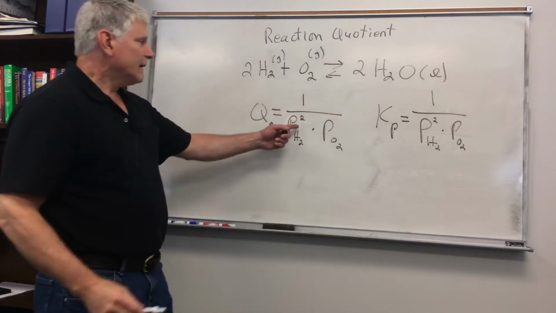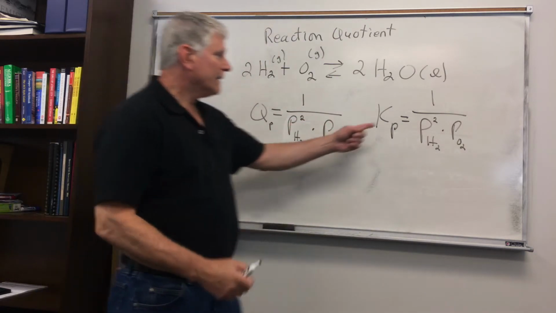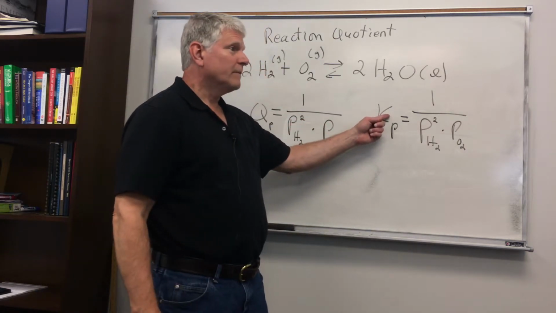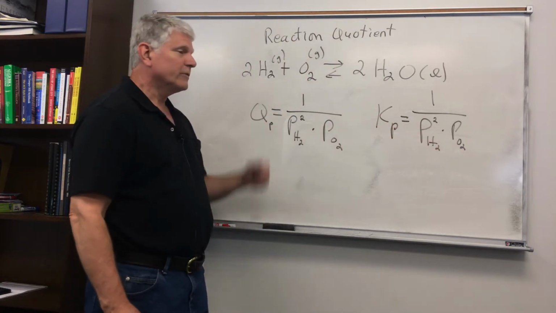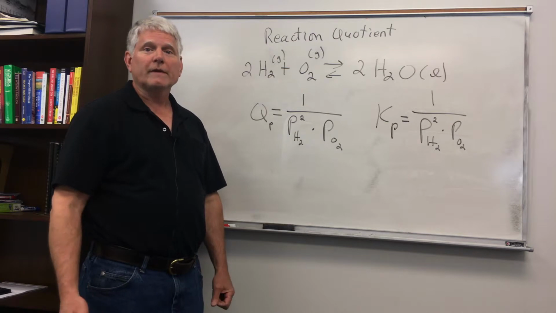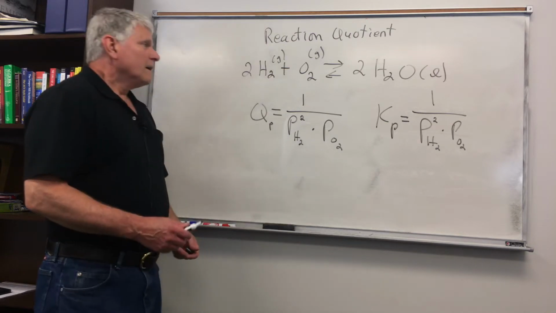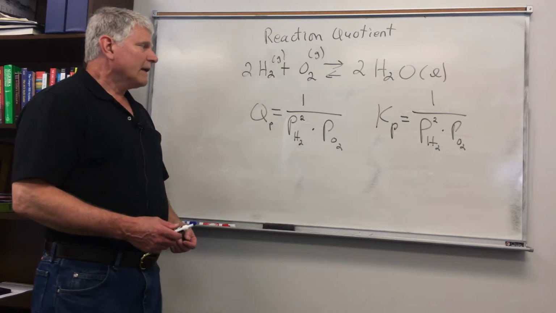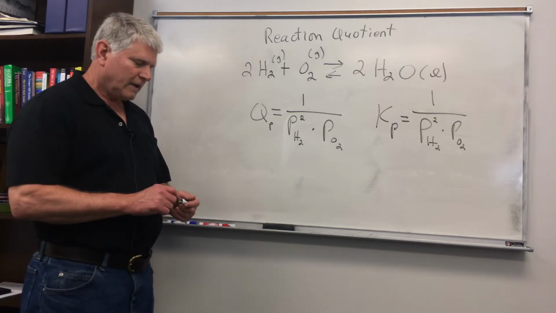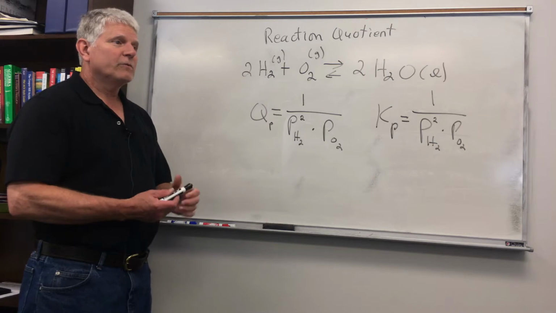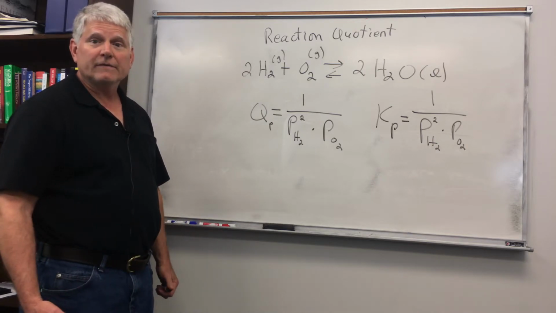So they have the same form, except the equilibrium constant means that we're exactly at equilibrium, but the reaction quotient is used when we are not necessarily at equilibrium. Now we can use the value of the reaction quotient to determine which way the reaction will proceed to achieve equilibrium.